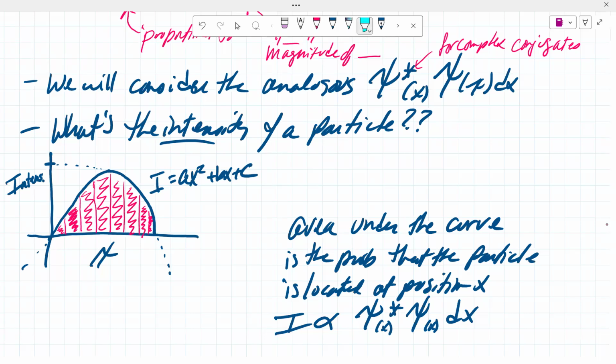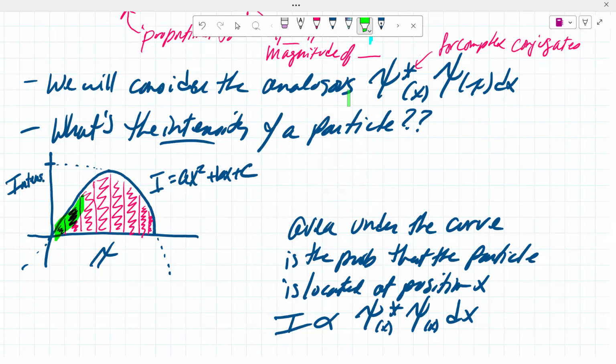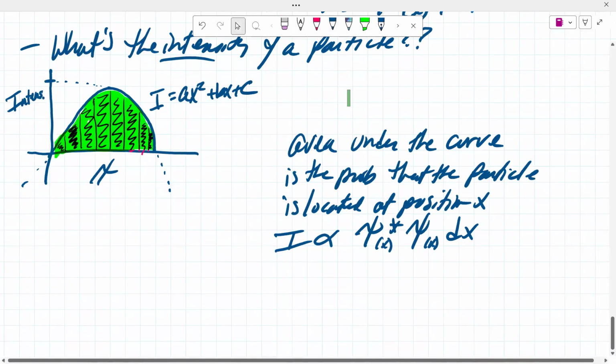We could even use the pen to make this a little more emphatic. How about a nice green color? Let's color under the curve, right? To give that idea. There we go. All right, that's what's happening there. I'm going to take the area under the curve, and that is going to be proportional to the answer that we're looking for. All right, good. We can solve particle in the box using the usual procedure that we've done before.